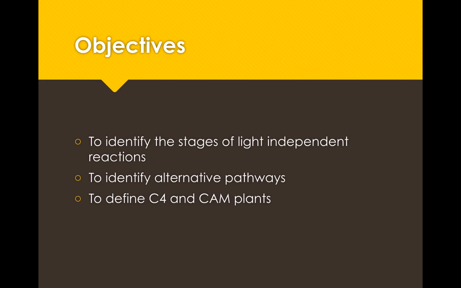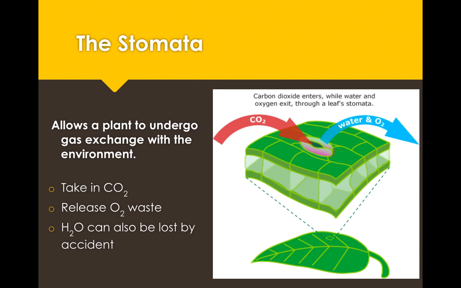Now we're going to talk about the initial stages of the light independent reaction. Again, we'll review that a little bit in order to understand alternate pathways, and we'll also talk about C4 and CAM plants. In the stomata, this is where the gas exchange occurs. You'll see the CO2 entering, and oxygen and water can also be given off. You might say, isn't water needed for photosynthesis? Yes, but plants can take in water and they can also release water.